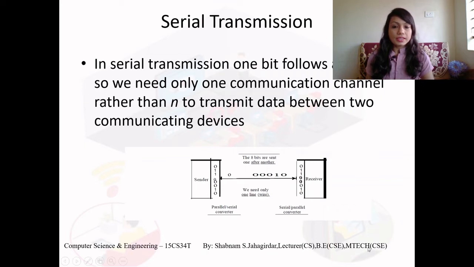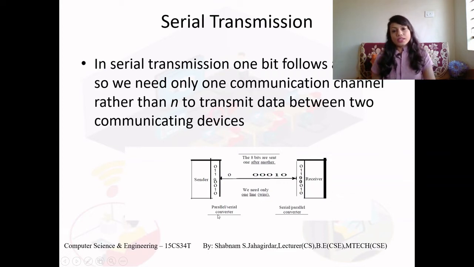As you can see in the diagram, you have a sender and a receiver. The sender wants to send this data, 01100010, and how does he have to send it? One bit at a time. First he will send 0, then 1, and so on. So 8 bits are sent one after the other. Okay, so we need only one wire.